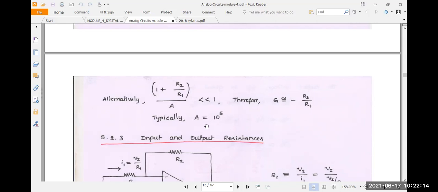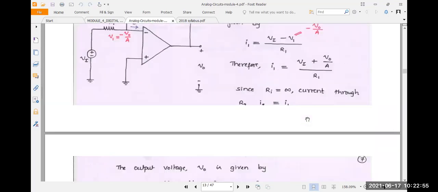For the open loop gain, generally you can take 10 raised to 5. Closed loop gain we can almost take as minus R2 by R1. So closed loop gain depends on the passive elements, while open loop gain depends on the 10 raised to 5 value. So gain is directly proportional to feedback resistance and inversely proportional to input resistance. Understood? So this is the derivation for the finite open loop gain.